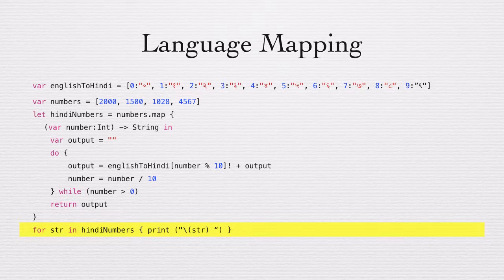After all mappings are performed, the Hindi numbers array contains the map strings. We print this array on the console. When you run the program, you will see this output.